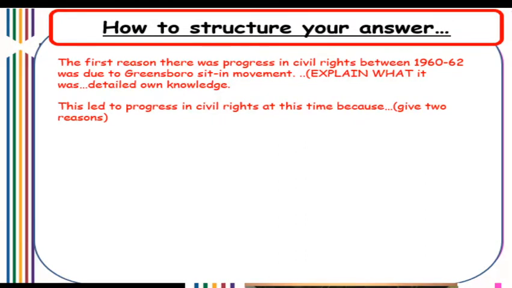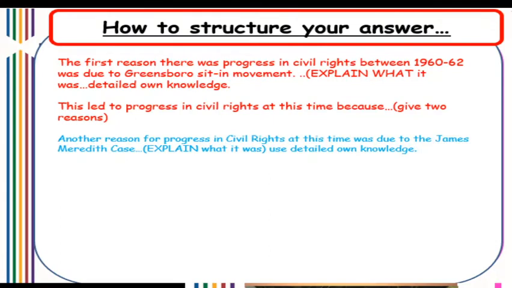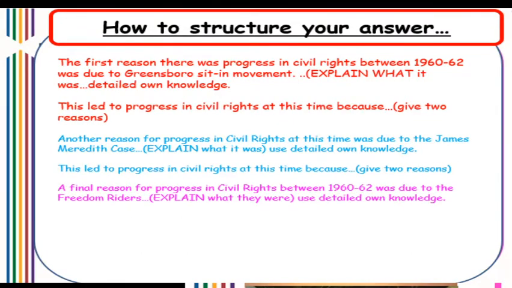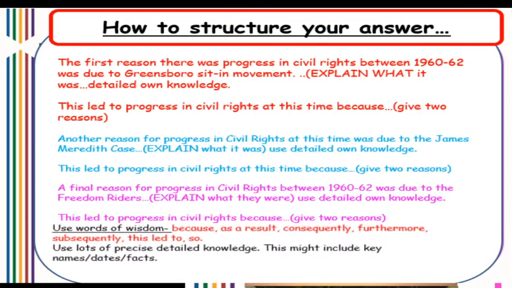They'd much rather see you develop properly and explain properly two reasons. Okay. Then this blue bit could be another paragraph. So I've done James Meredith for this one. You could do something else. Okay. Then the third reason that I've come up with for this date range and to show progress in civil rights is the Freedom Riders as well. Okay, so each different colour there should be put into one paragraph.